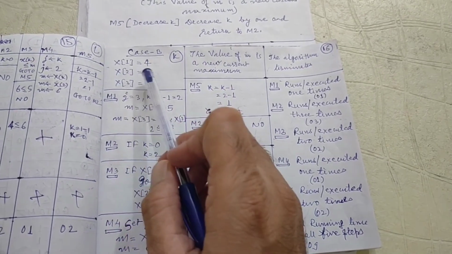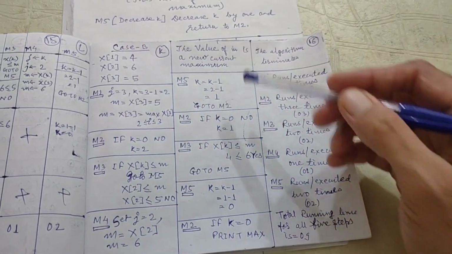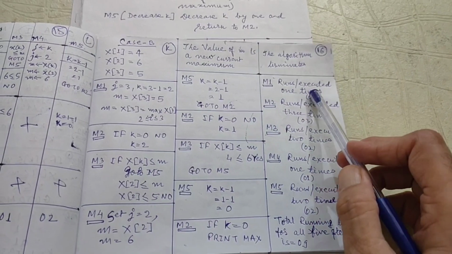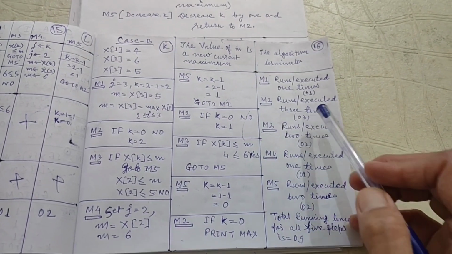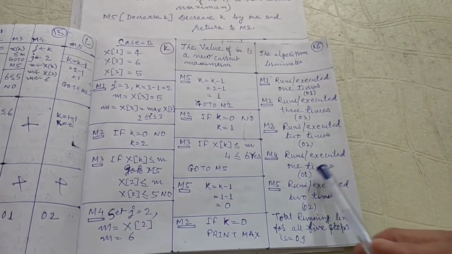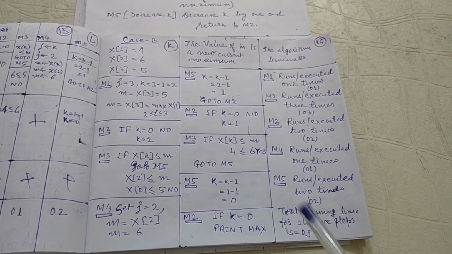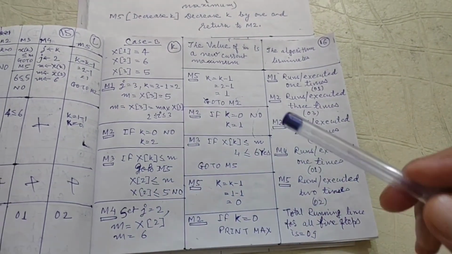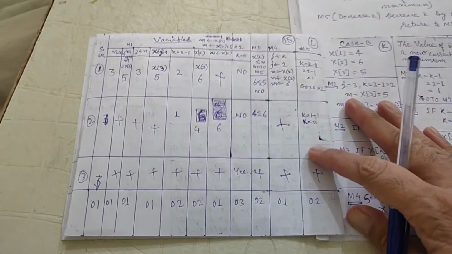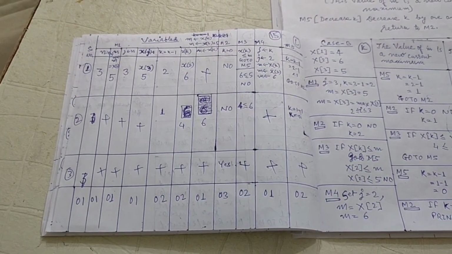Same way, case B: x1 is 4, x2 is 6, x3 is 5. I have executed all these steps here, and ultimately we find that M1 runs 1 time, M2 runs 3 times, M3 runs 2 times, M4 runs 1 time, M5 runs 2 times, total 9 times. So this is the execution. You can just check, and this is in tabular form, which you can test.